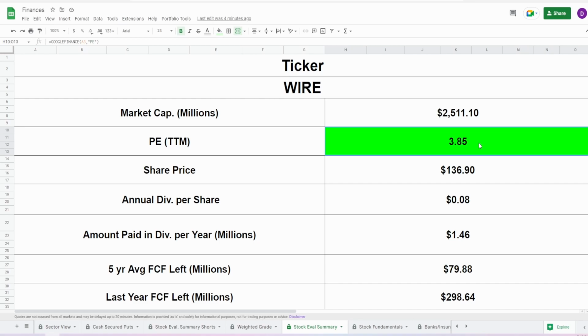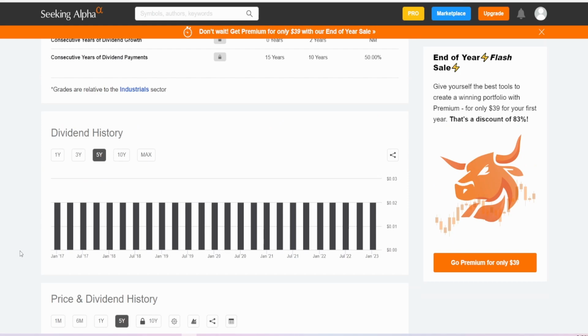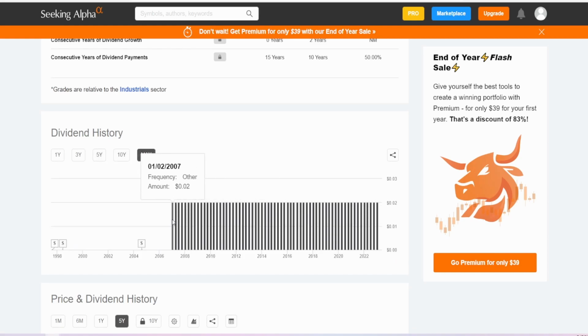I really would like to take a look at their fundamentals. They pay an annual dividend of 8 cents per share, which ends up being a yield of 0.06%, a payout ratio of 0.23, 0 5-year CAGR, and 0 consecutive years of dividend growth. The reason they don't have any CAGR or consecutive growth is that within the past 5 years, they have kept the dividend at 2 cents per share. And not only 5 years, guys, but 10 years, and even since they started putting out a dividend on January 2nd, 2007, they paid out 2 cents, so at least you have consistency when it comes to this dividend.